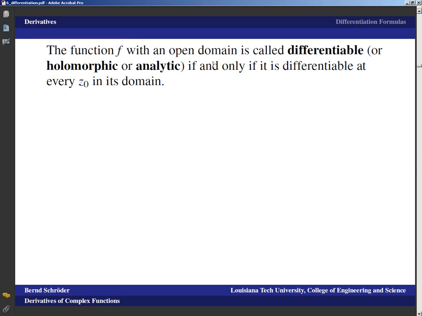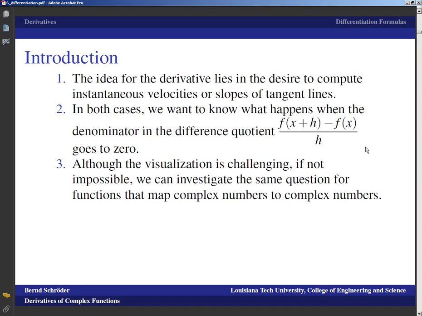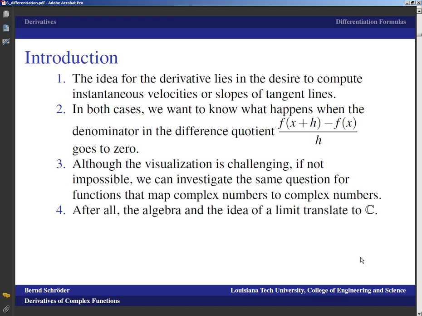We demand an open domain because basically what we want to be able to do is when we take a derivative at a point, we want to be able to go in every direction around that point. But we can investigate the very same question about what happens to this difference quotient also for functions that map complex numbers to complex numbers. After all, we can form differences, quotients, and all that in complex numbers, as well as the idea of a limit, which we've just talked about in the previous presentation. All that translates to the complex numbers, so the computations ought to really be the same.